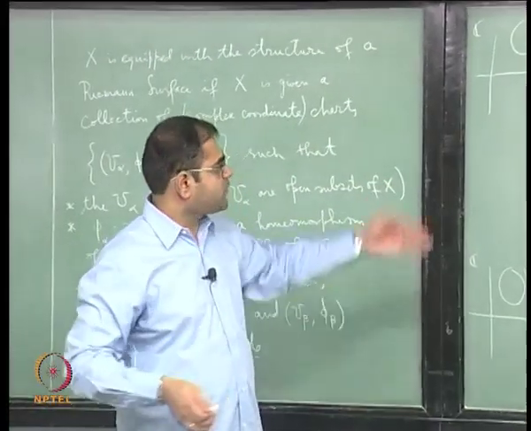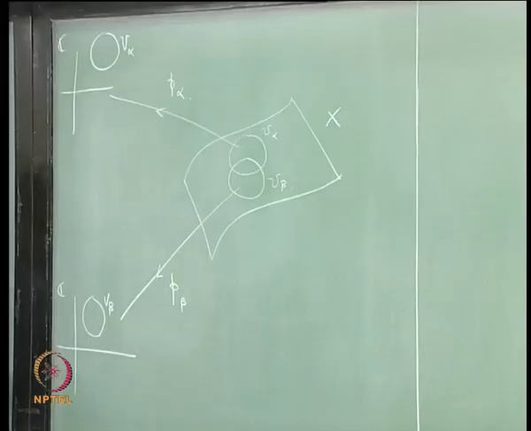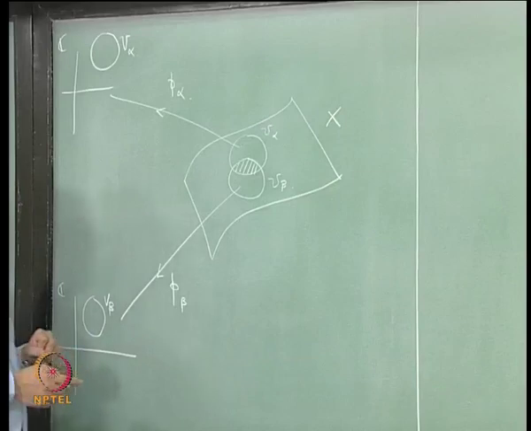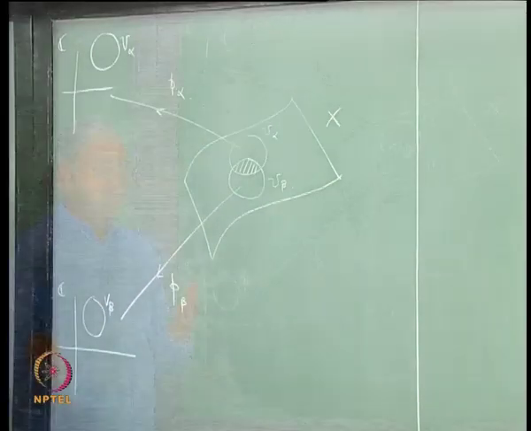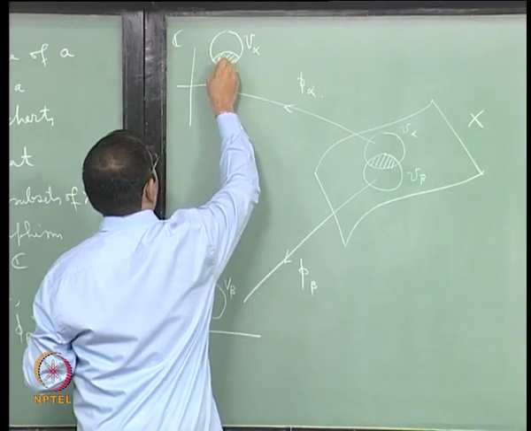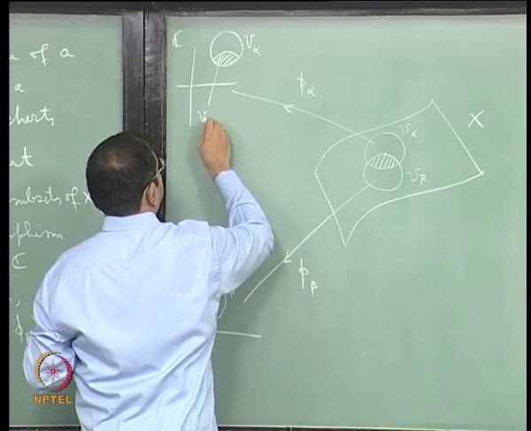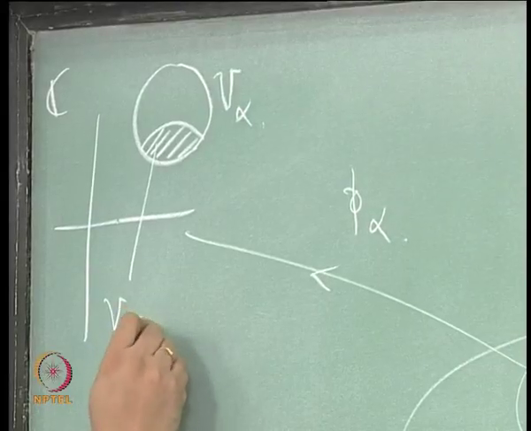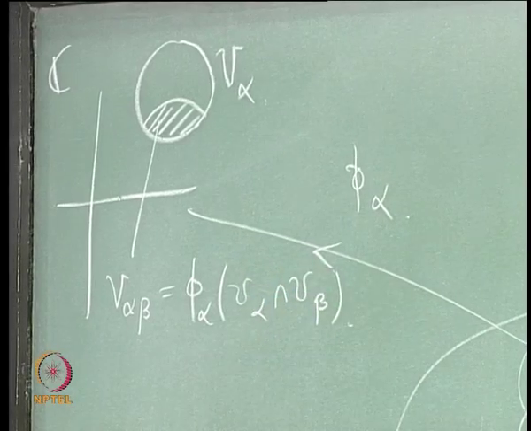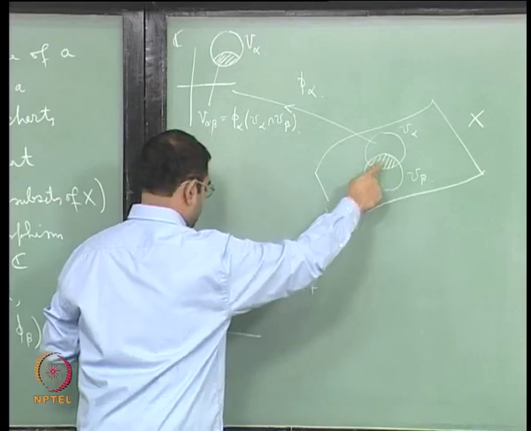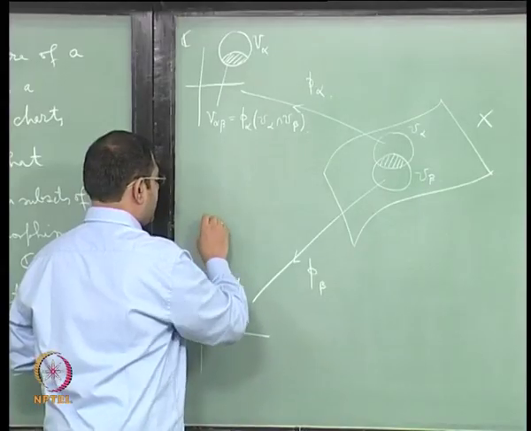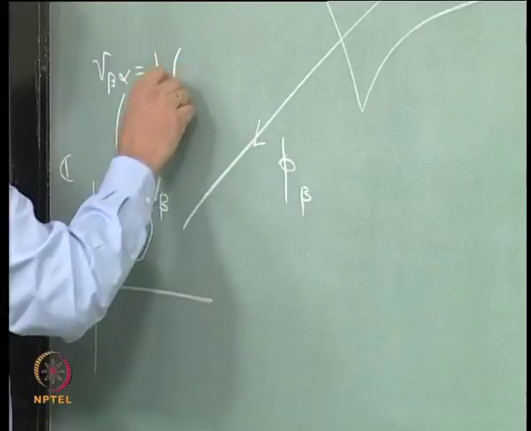Of course, when I draw these, the subsets needn't really look like disks. They could be general open sets, but I'm just drawing them as disks so that it's easier for me to draw. Now you take this intersection, which is U alpha intersection U beta. That's an open subset of U alpha as well as of U beta, and this intersection will be mapped by phi alpha into an open set here, which I call V alpha beta. That is, phi alpha of U alpha intersection U beta, and similarly this open subset U alpha intersection U beta is mapped onto an open subset of V beta by phi beta, and that open subset I call V beta alpha, which is just phi beta of U alpha intersection U beta.